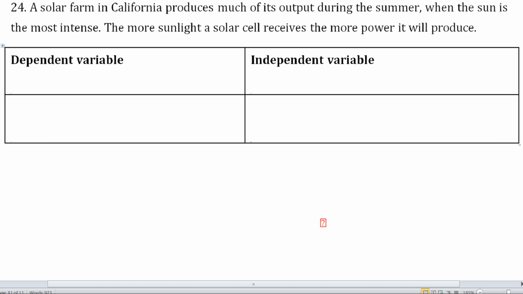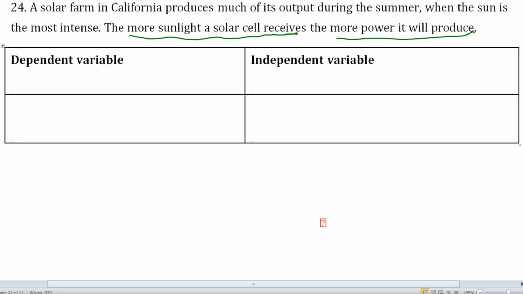A solar farm in California produces much of its output during the summer when the sun is the most intense. The more sunlight a solar cell receives, the more power it will produce. This indicates the relationship, which is a direct relationship.